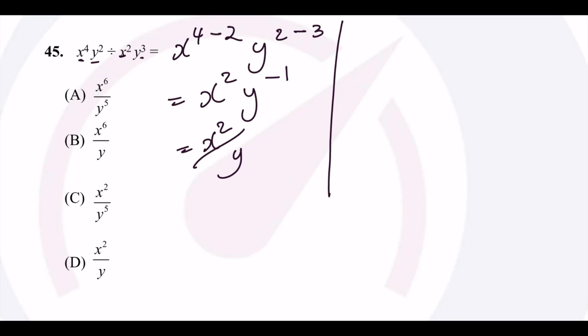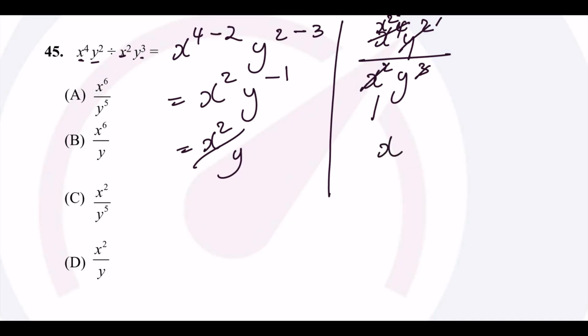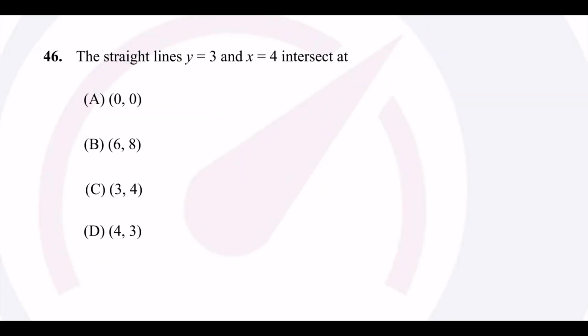Or you could go ahead and just say x to the 4th y squared over x squared y cubed. So you have x into itself, x squared into itself, one time. x squared into this goes x to the second power. This into itself, 1, and this into itself. y squared into itself, 1, and y squared into y cubed, we're left with just y. So you see the final answer would be x squared over y.